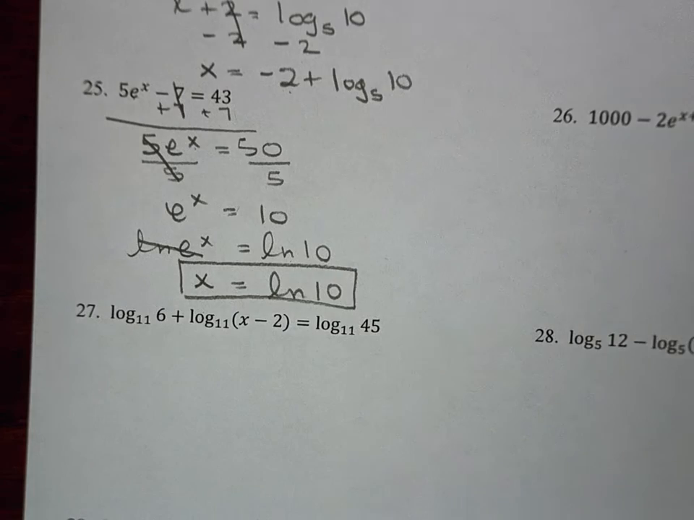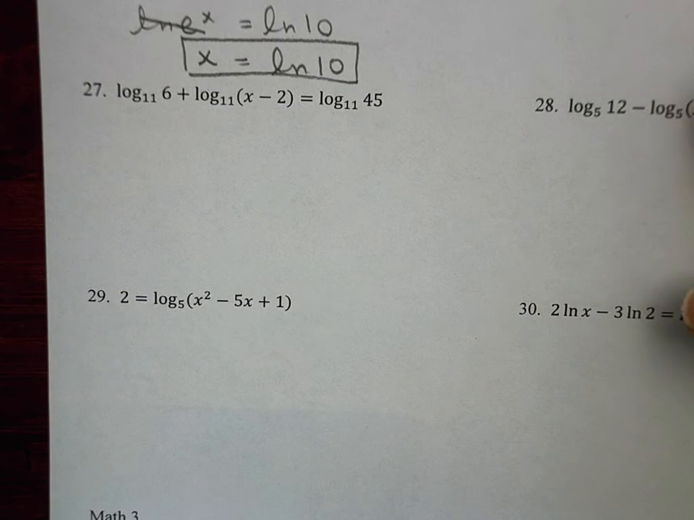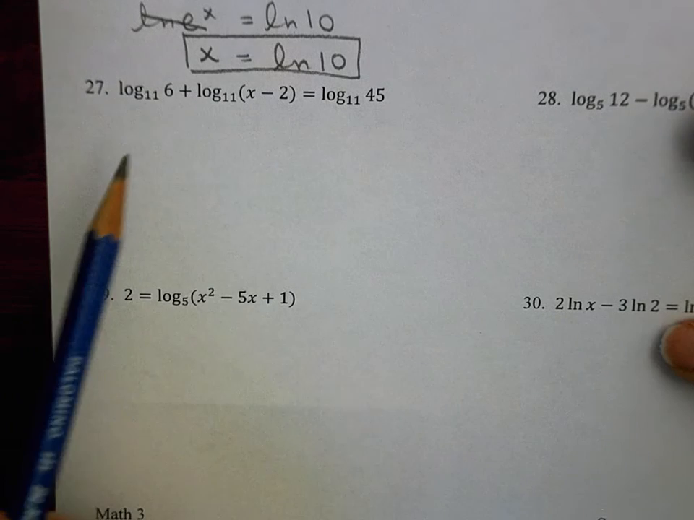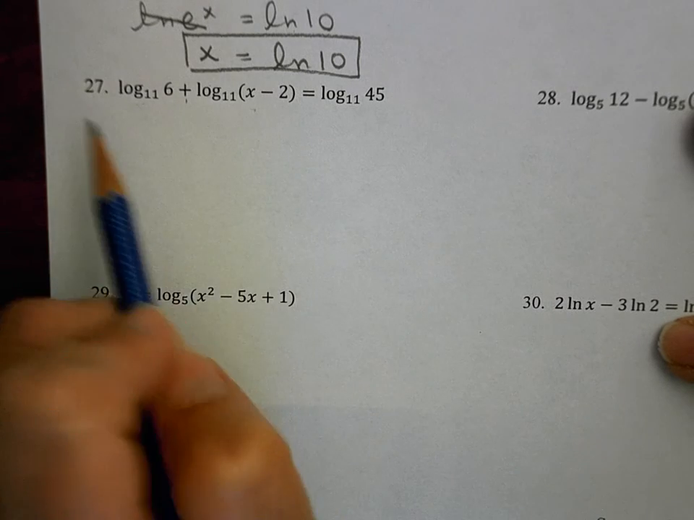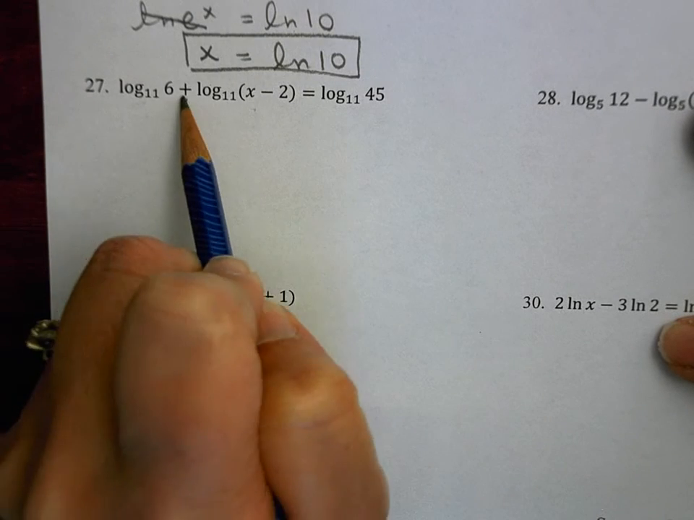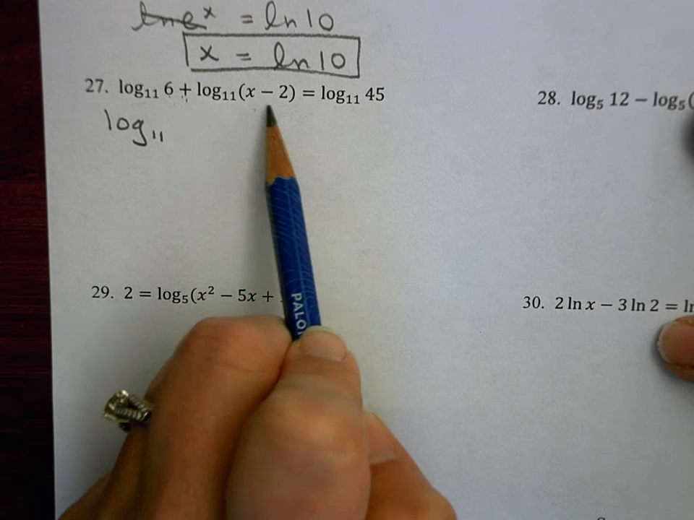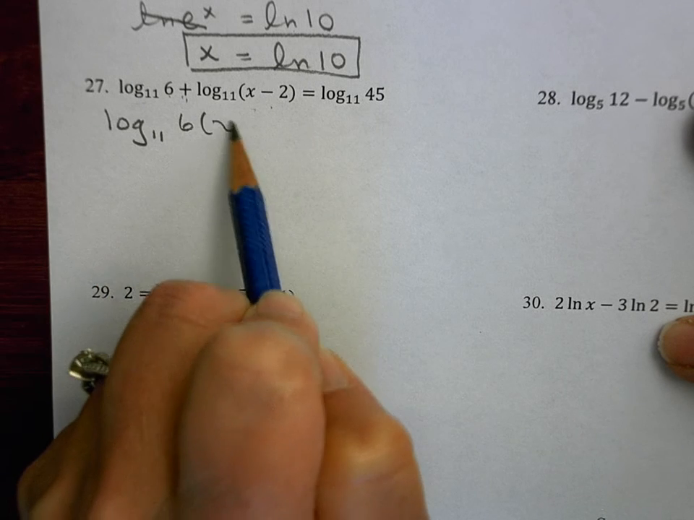And then let's take a look at number 27. So for number 27, this time I am solving for logs as well, except I have multiple logs, right? So I need to combine first before I can start to solve. So in order to combine these two logs, I have an addition. So when we combine logs, that means we are multiplying because of the addition. So this would be log base 11. And then I want to multiply the 6 with the x minus 2 in order to combine. So that would be 6, and then I'm just going to group it for right now.